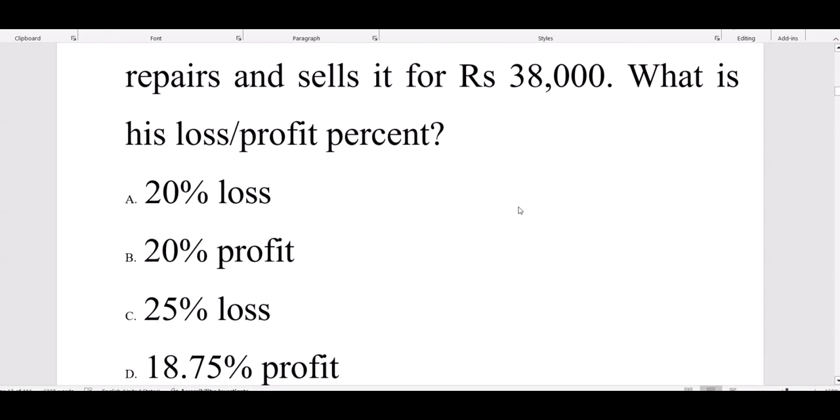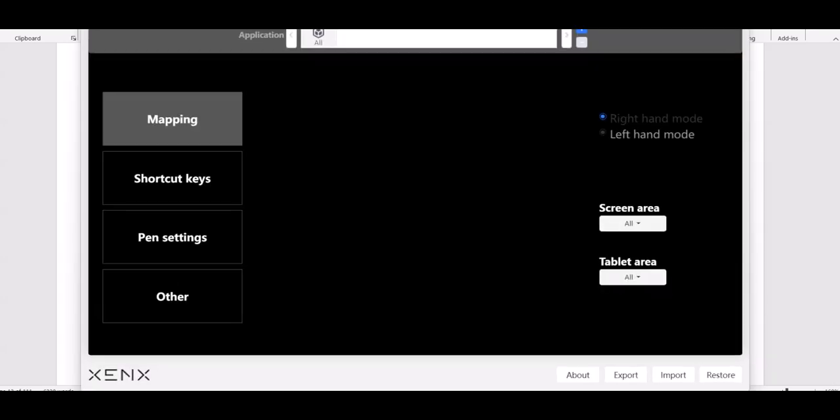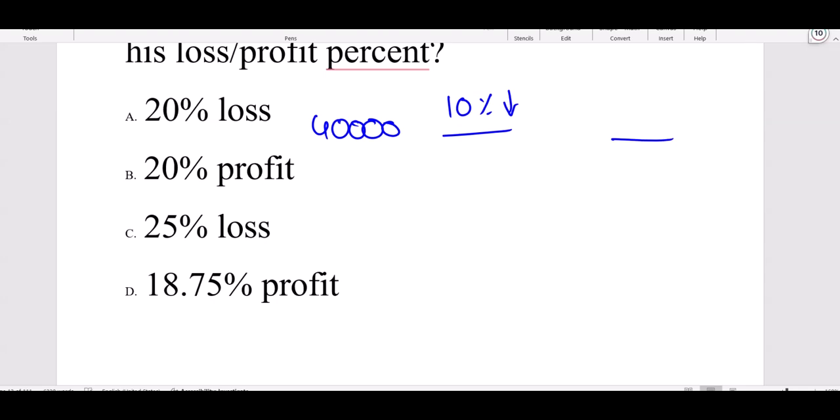So the next good question: 40,000 followed by discounts, successive discounts. We'll see how it is going to be applied. 40,000. Sir, first 15%, next 10%, or first 10%, next 15%, both will be the same only, no worry. First 10% discount then 15, or first 15 then 10, nothing will change the answer.